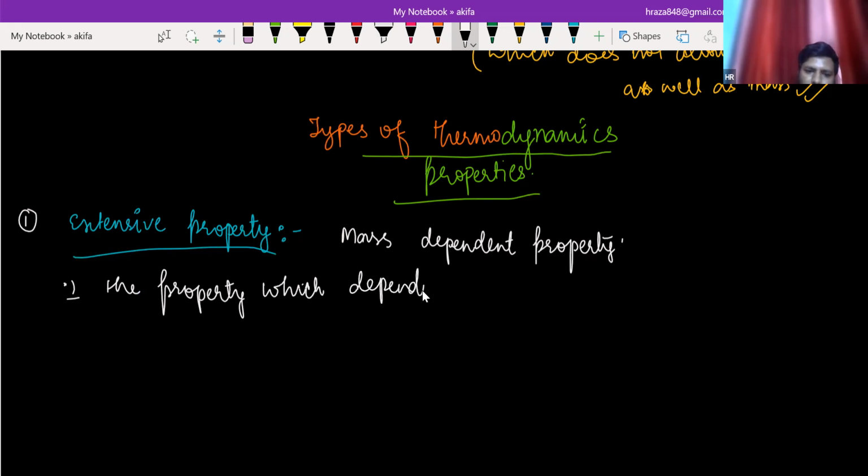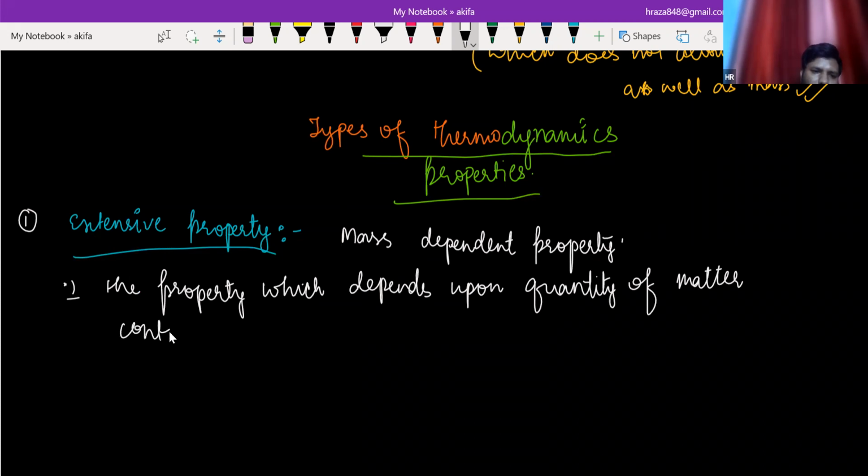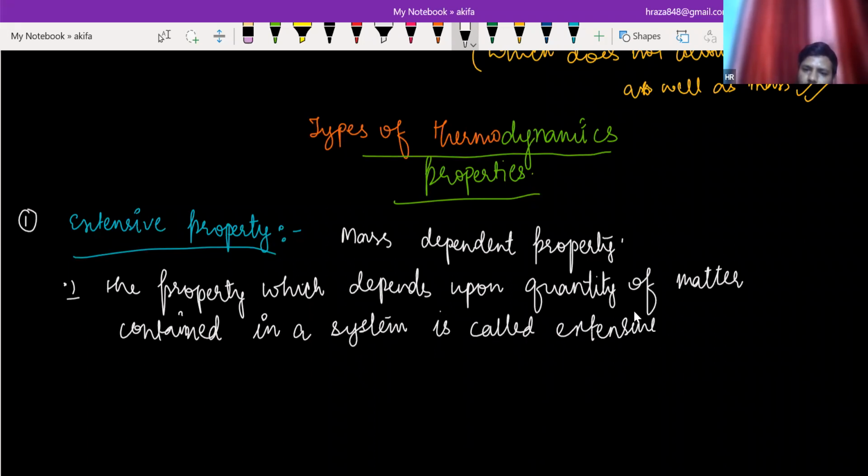which depends upon quantity of matter contained in a system is called extensive property. The property which depends upon mass or size, you can say, is called extensive property.